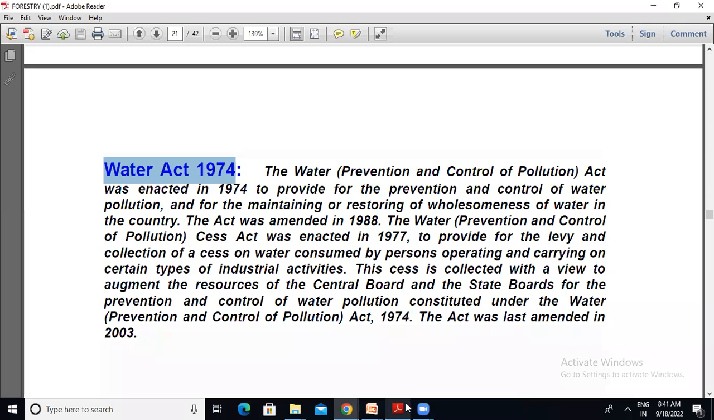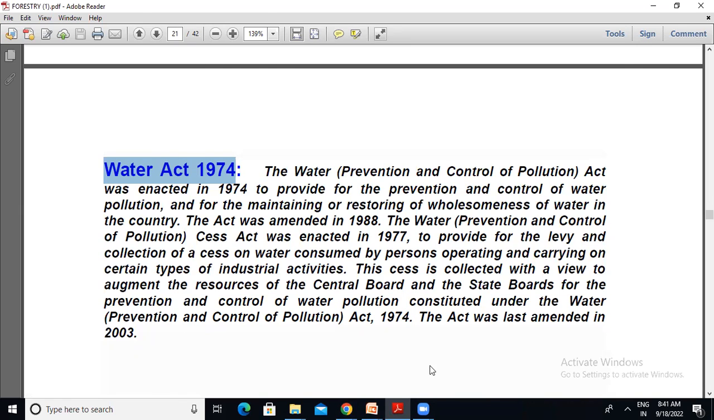Okay, so we have got the 4 important facts. I'm again summarizing: this Water Prevention and Control of Pollution Act was enacted in 1974. This act was first amended in 1988, and to collect cess with respect to this act, we have another act, the Water Prevention and Control of Pollution Cess Act, which was enacted in 1977. And the last time this Cess Act was amended in 2003. That's enough for this act that you need to know.